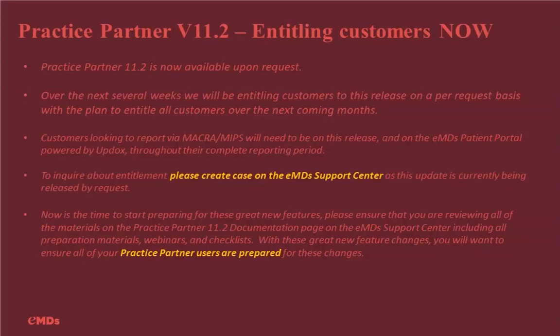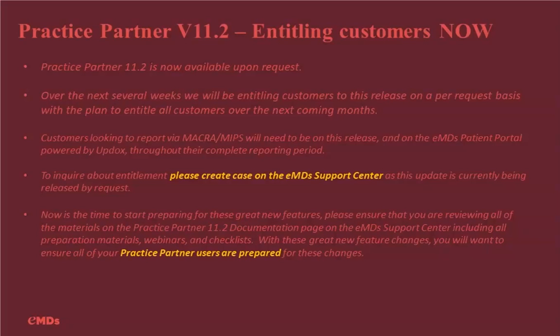So Practice Partner version 11.2 is now entitling customers, meaning that it's available upon request. Over the next several weeks, we're going to be entitling customers to this release on a per request basis, with the plan to entitle all customers within the next couple of months. The purpose is that it's more of a controlled release, enabling everybody to get up on it and get the assistance and help that they need.